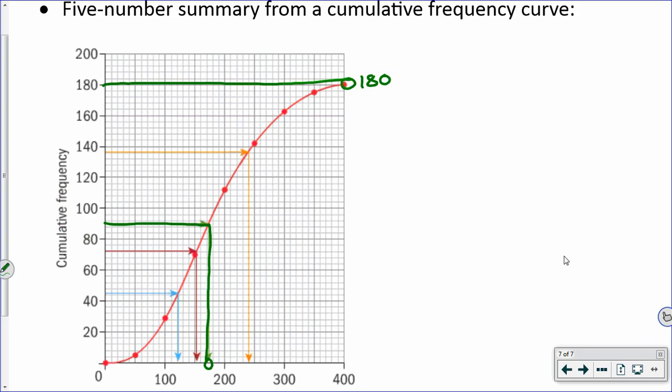So I'm not sure what this data set represents, but I can see that the median, it's not halfway across the bottom, right? It's halfway up the left side, the cumulative frequency, and then you're trying to figure out what data value it corresponds with. Here it looks like about 170.